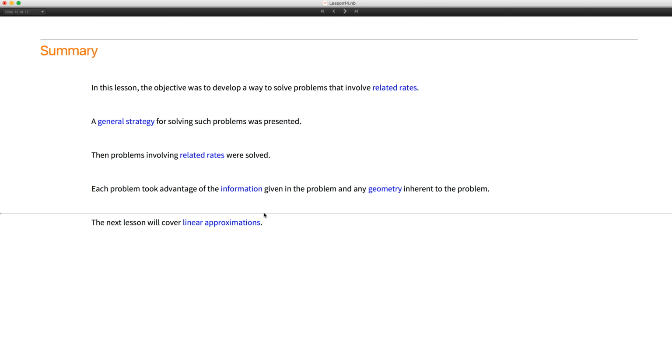But before we do that, do review this lesson. This was a pretty advanced application of calculus. It's just that we now know calculus so well that we can apply things quite easily. But do review this lesson, look at the exercise, and you should be ready for the next one on linear approximations. So I'll stop over here.